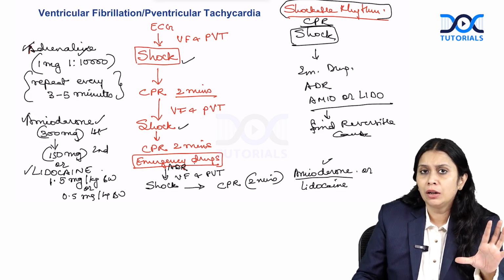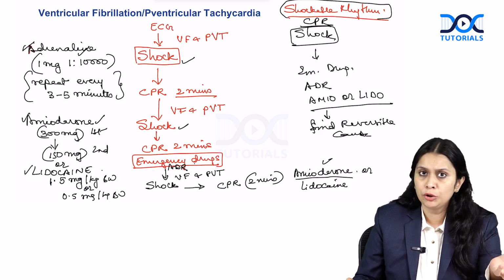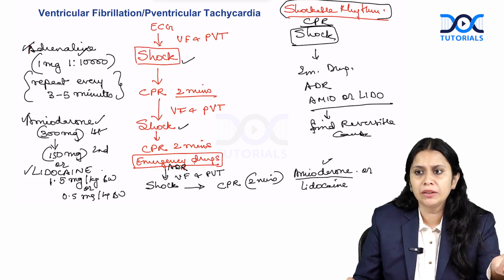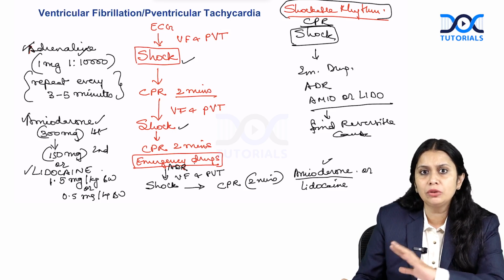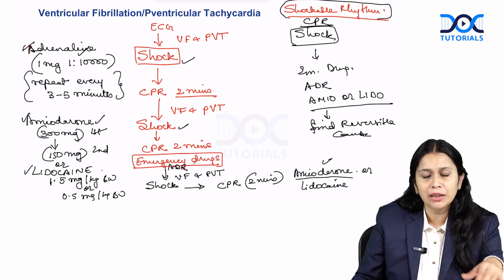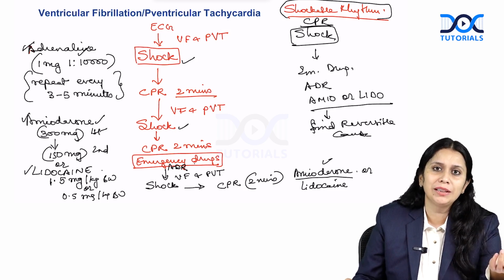So what is being told, that you have to remember. You don't have to think about a drug from your end, because that's what students do. They think atropine can be given. No, guys. Atropine is not given in cardiac arrest. Got it? It is only given in symptomatic bradycardia.